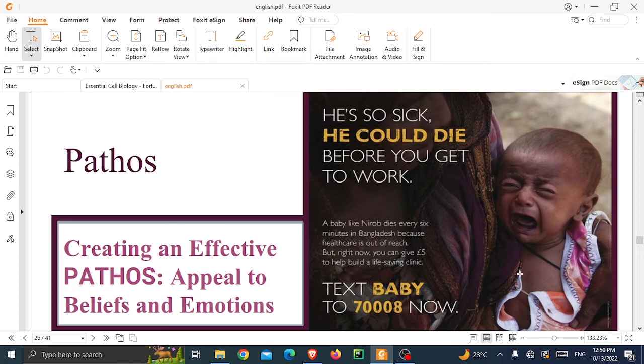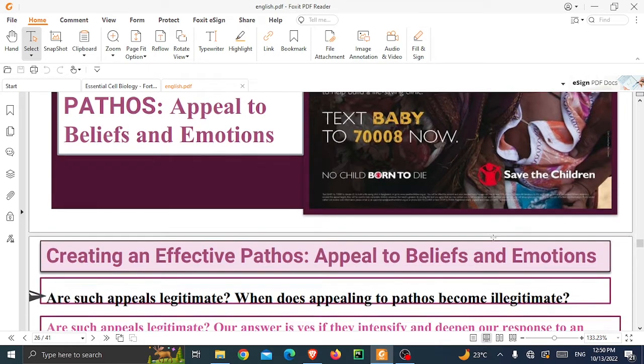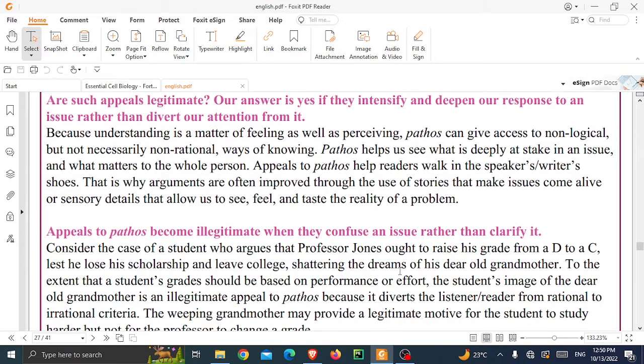This is the correct use of pathos, of feelings, moving the emotions. It is needed here. But there are some examples like, let's say a student is trying to convince a professor to move his grade from a D to a C by saying he would lose his scholarship. That's reasonable. And he would shatter his grandma's dreams.